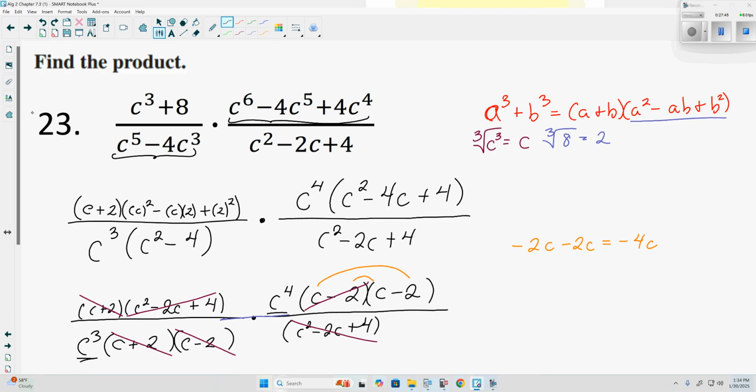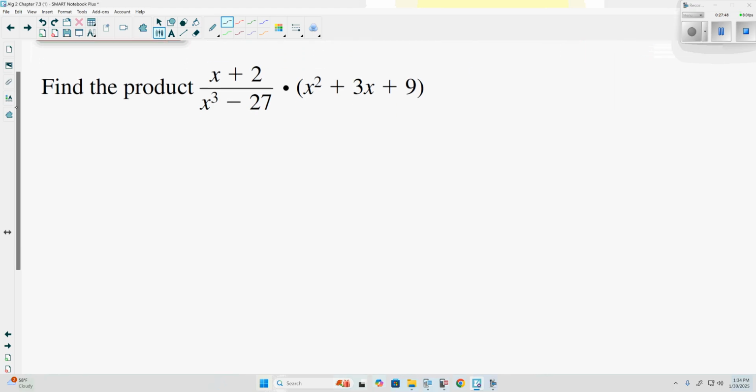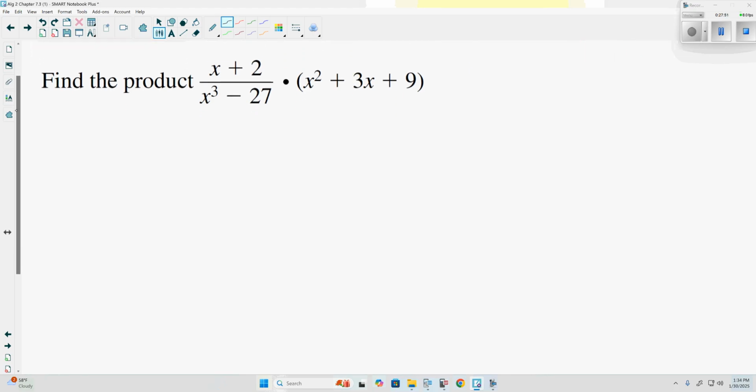Okay. We're going to skip to 24. We're going to look at the last two problems here. X plus 2 over x cubed minus 27 times x squared plus 3x plus 9. Now there is no denominator with our second expression, the x squared plus 3x plus 9. But there is one, it's just not written. What is the denominator for this here? 1. So we really do have two rational expressions, just the second one's denominator is 1.